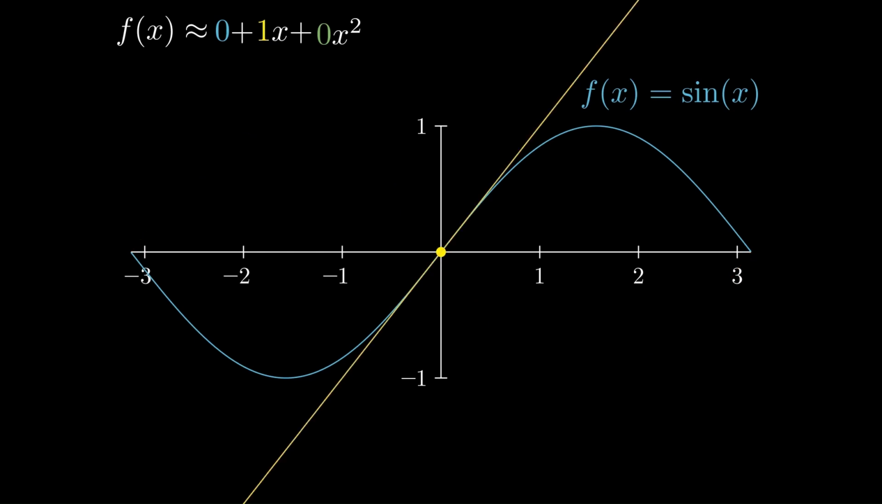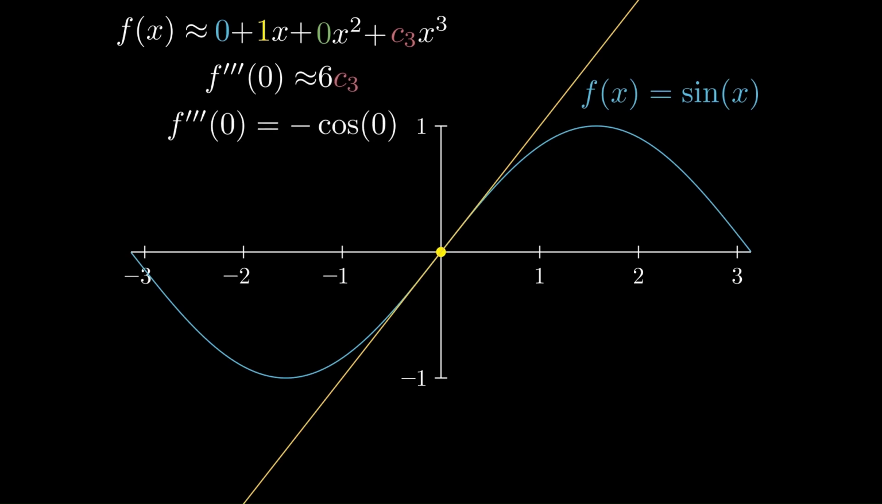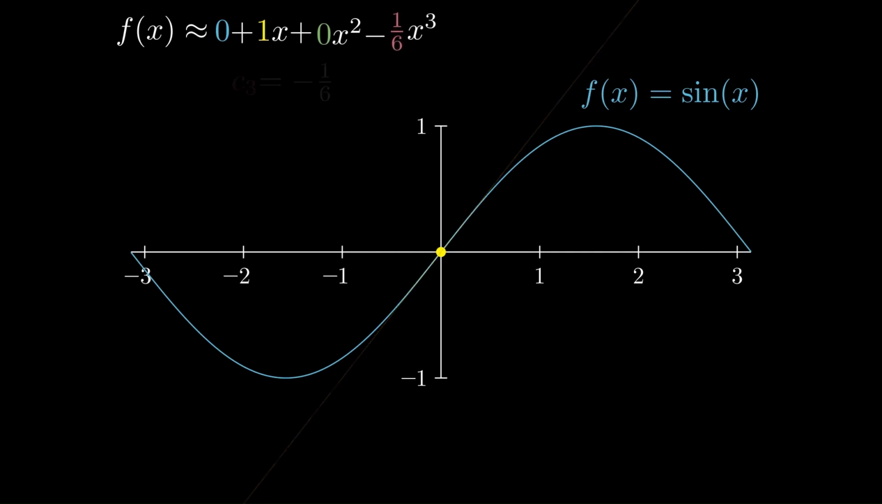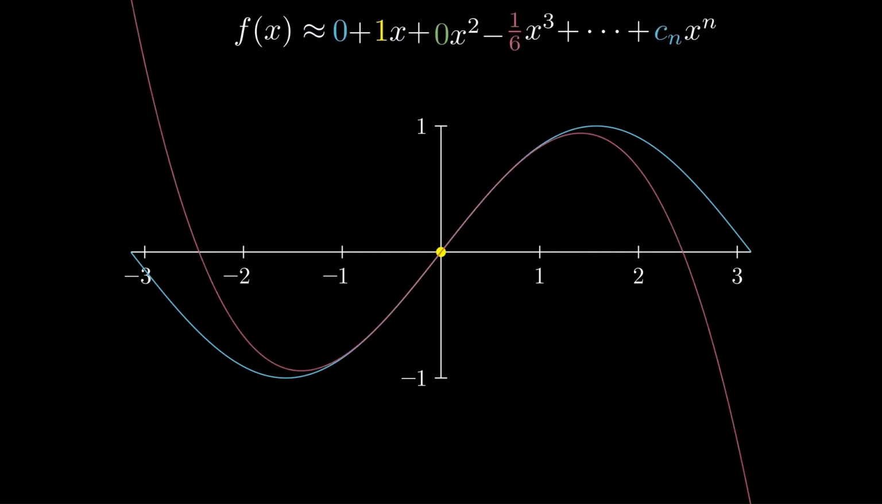Now, repeating this process, let's let the third derivative of our polynomial approximation equal the third derivative of sine of x evaluated for values of x close to 0. Doing the math, we eventually get that c sub 3 equals negative 1/6. Now, if we were to continue this process, we would get better and better approximations of sine of x.